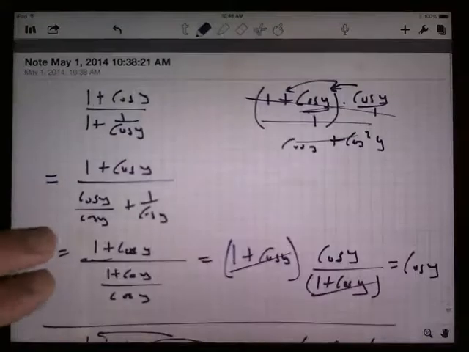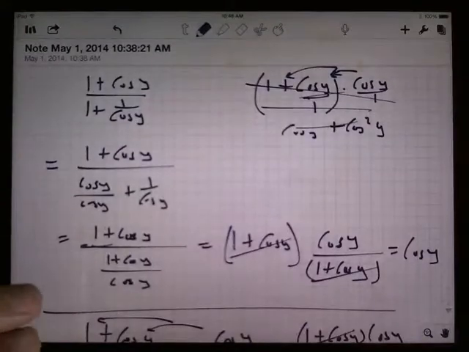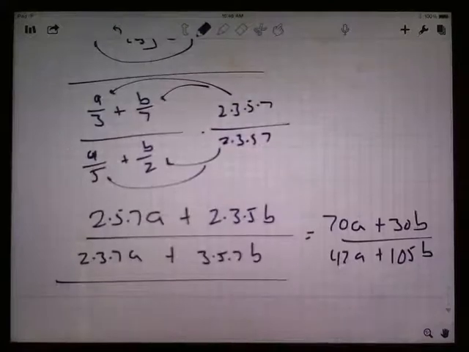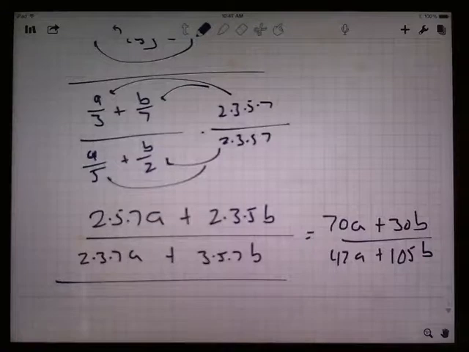Just be careful with your algebra. It's one of the biggest problems that people have, a little shaky algebra. So if you need help, keep asking, and we'll help you with your algebra too. So there you go.